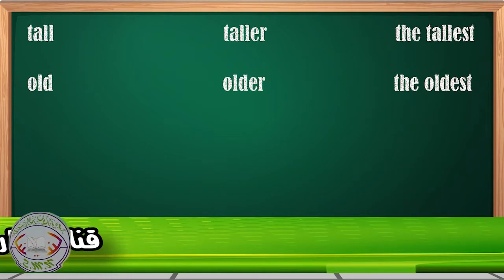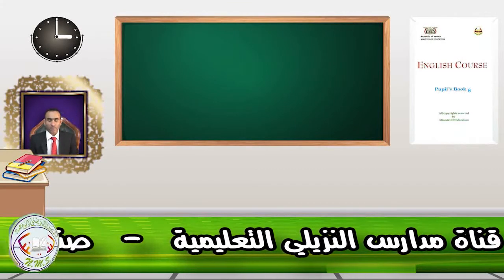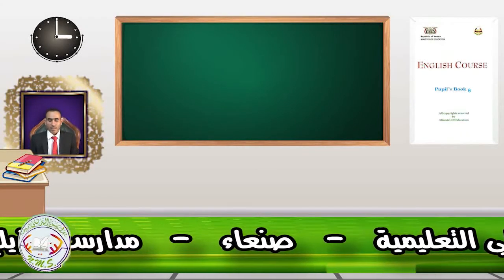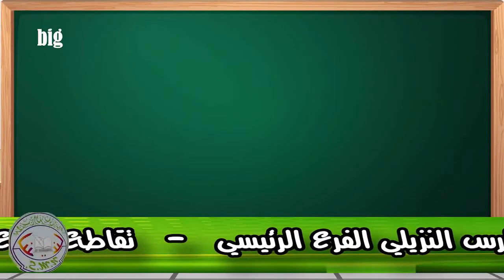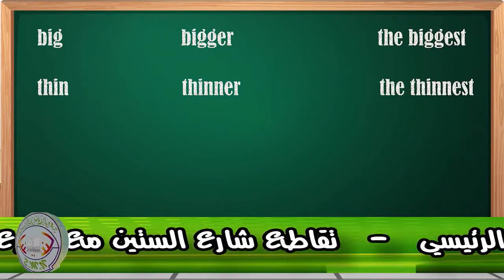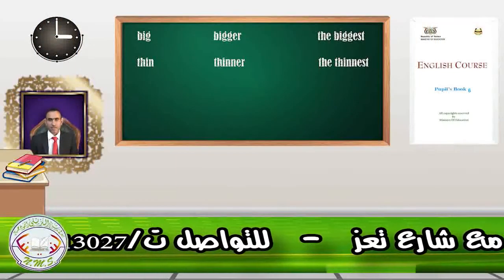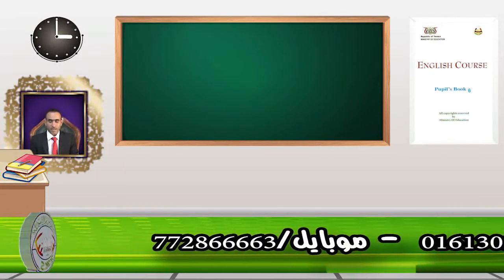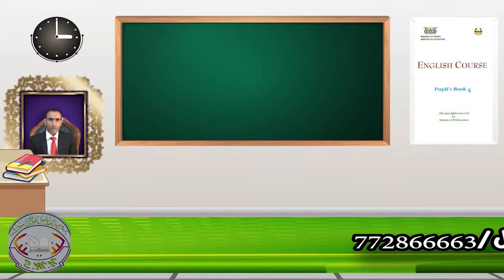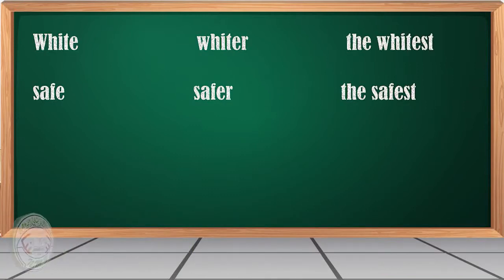Old, older, the oldest. If an adjective ends in one vowel and one consonant, double the consonant, as in big, bigger, the biggest. Thin, thinner, the thinnest. Number 3, if the adjective ends in letter E, just add R or ST. For example, white, whiter, the whitest.